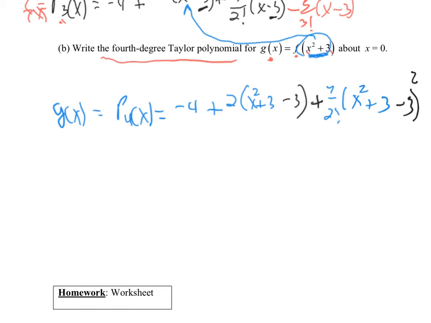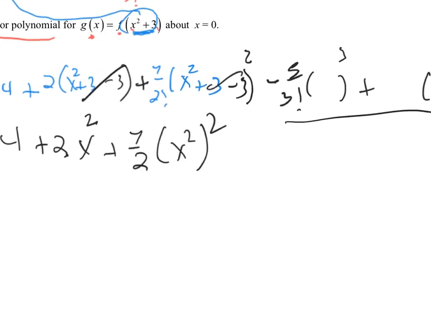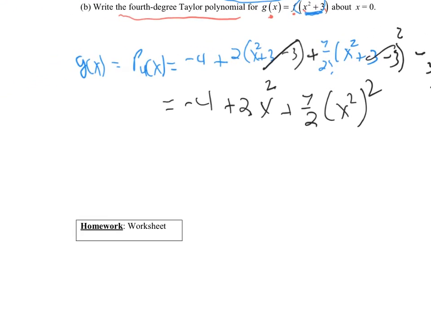Look right here. Let me simplify. Negative 4 plus 2 x squared, because that's gone, plus 7 halves times x squared squared. Do you feel it? Do you see what's happening? I would have done too much work, and I'd have said, oh man, too many terms. So I'm done. Negative 4 plus 2x squared plus 7 halves x to the 4th.